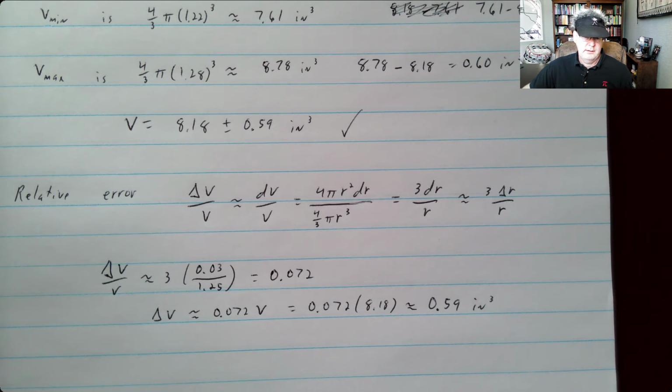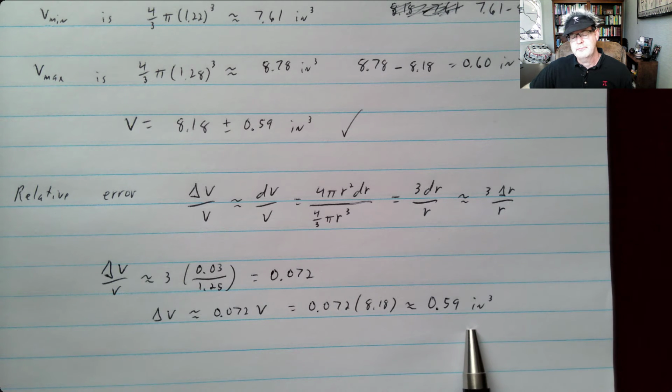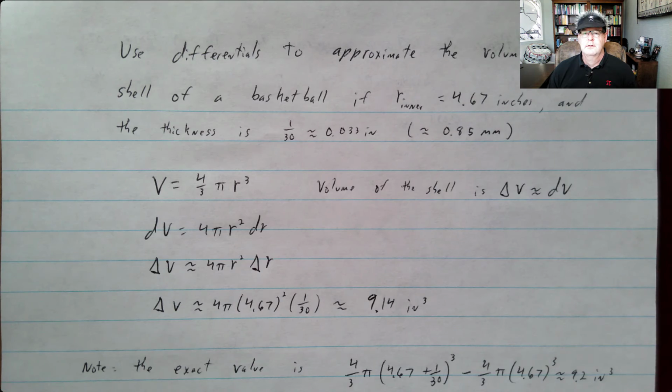If I want, I could actually use that to then find the uncertainty in the volume, the error, right? So the uncertainty in the volume would be 0.072 times the volume, which, if I use 8.18, I'm getting that 0.59 again. So that was using differentials to get the error from a measurement. If you know a measurement within an error in that measurement, how does that error propagate? In this case, error in radius to error in volume.